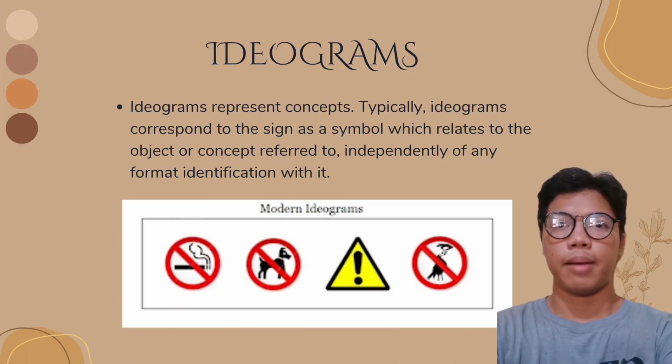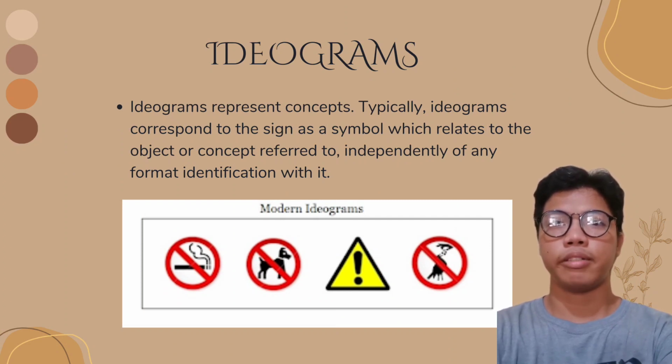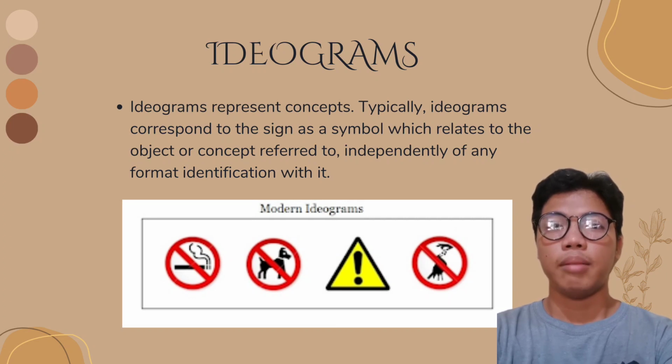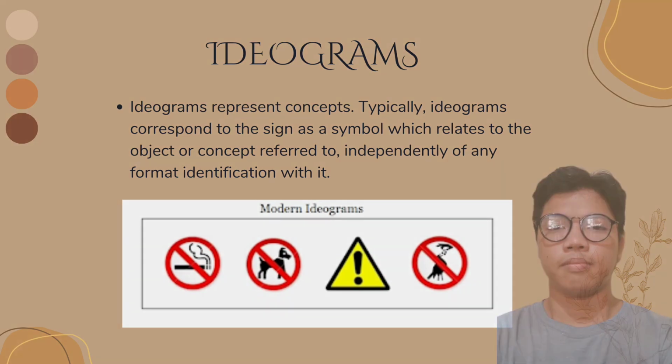Ideograms represent concepts. Typically, ideograms correspond to a sign as a symbol which relates to the object or concept referred to, independently of any form of identification with it. Ideograms are graphical symbols that represent an idea or concept, and good examples of ideograms are the red circle that means not allowed, or the orange or yellow triangle that means attention or danger.